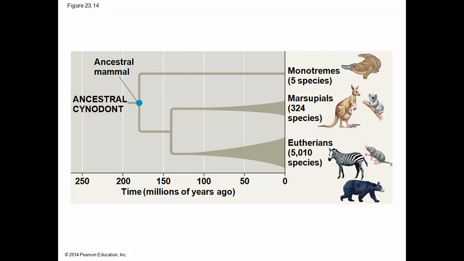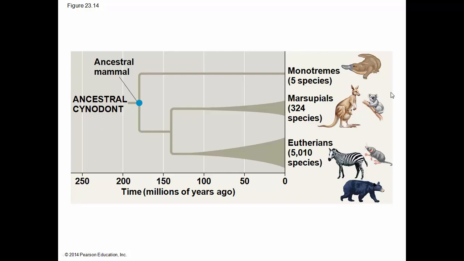Okay, so here are the ancestral cynodont and the ancestral mammal about 175 million years ago. Okay, monotremes were the first to evolve. Monotremes include the platypus and the echidna. And does anybody know what the characteristic of the monotreme is that makes it distinct from other mammals? They're able to lay eggs. Monotremes lay eggs as part of their reproduction, which makes them distinct from the marsupials and the eutherians.